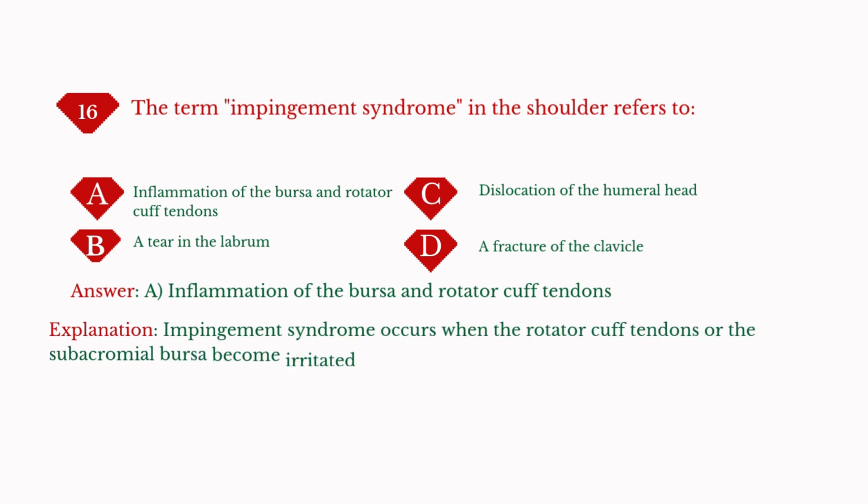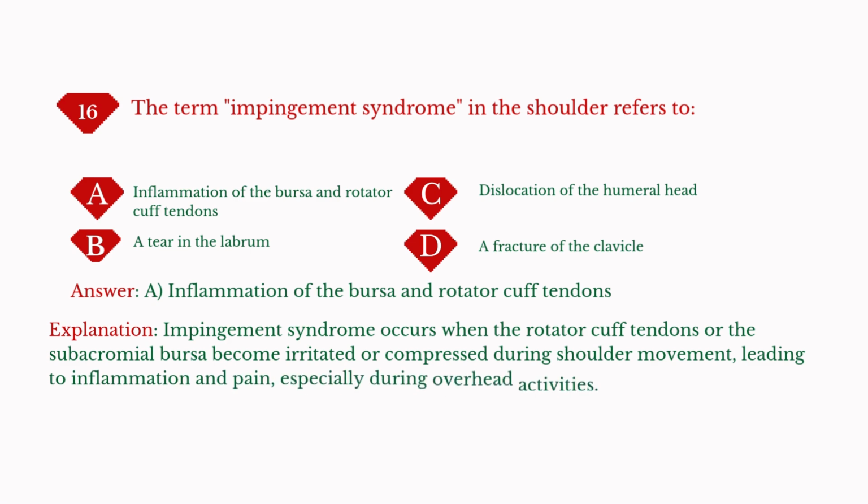Explanation: impingement syndrome occurs when rotator cuff tendons or the subacromial bursa become irritated or compressed during shoulder movement, leading to inflammation and pain, especially during overhead activities.